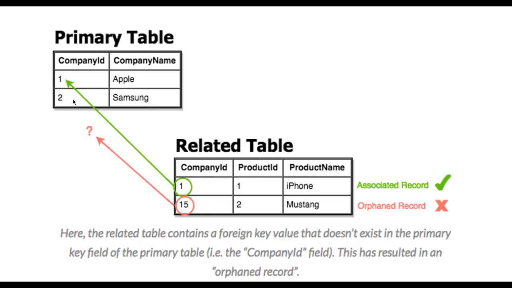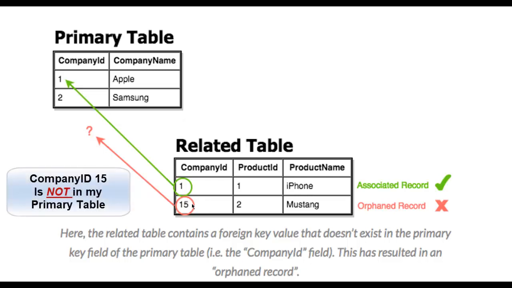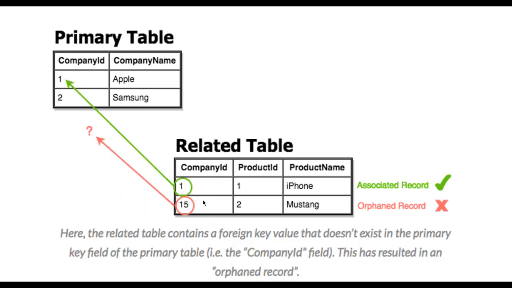In my primary table, again, I have company ID number 2, Samsung. But if you notice here, in my second table, I do not have a number 2. Instead, I have a number 15, company ID. And that company ID 15 is not in my primary table. Thus results an orphaned record. This record has no relationship with the primary table. Why? Because the company ID field, example here 15, does not exist in my company ID table.